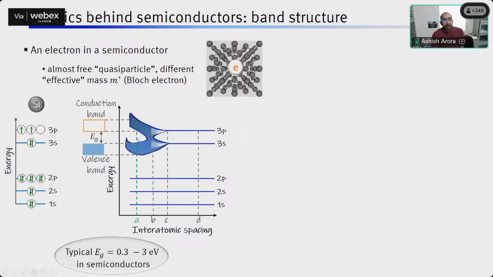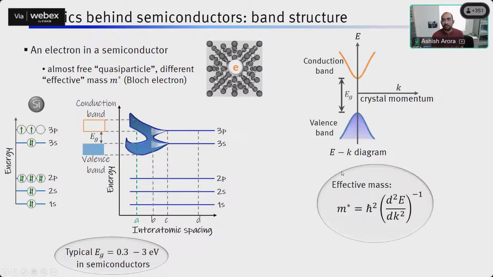Typically this band gap, the gap between the conduction and valence band, is from far infrared, near infrared, like 0.3 electron volt, to UV, ultraviolet light, like 3 electron volt in semiconductors. These are the typical numbers. But if we have to understand this band structure better, what we draw is something called an EK diagram, where the y-axis is energy and the x-axis is the crystal momentum, where it's found that the conduction and valence bands in this EK diagram are parabolic.